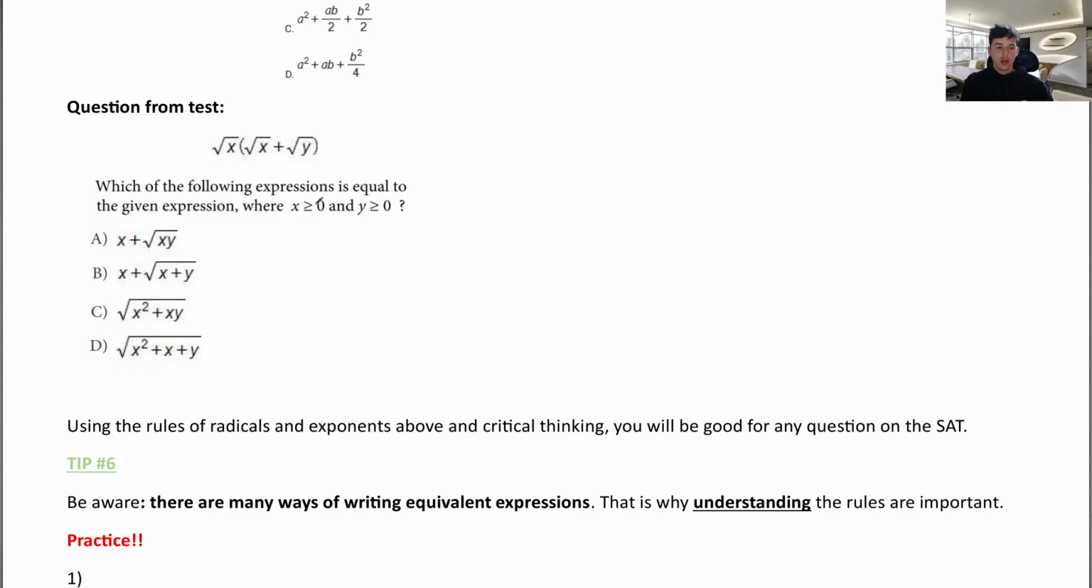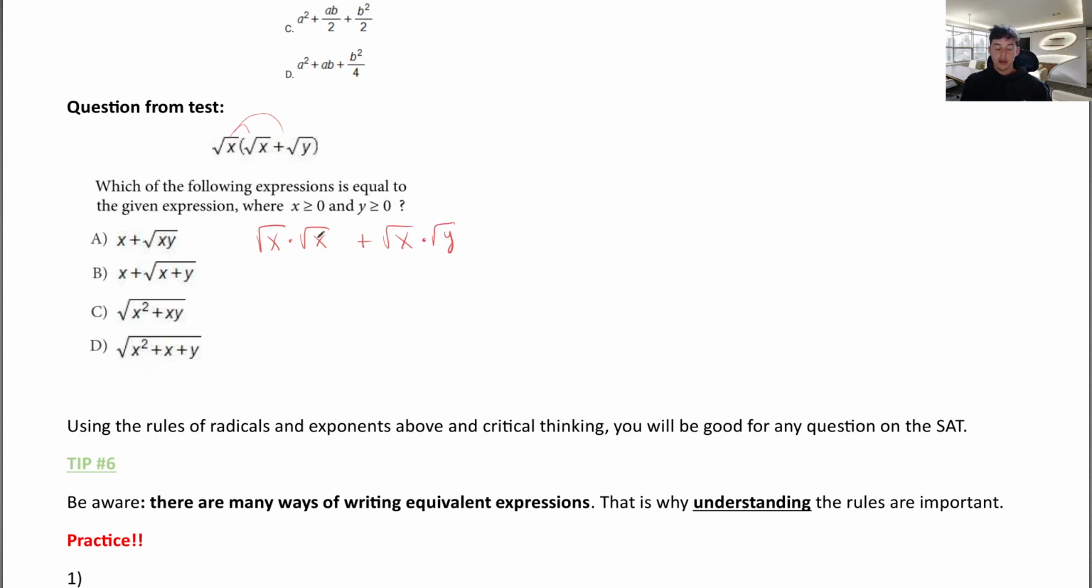Going into the first question here then, which of the following expressions is equal to the given expression where x is greater than or equal to 0 and y is greater than or equal to 0? So in here we have square root of x times the square root of x plus the square root of y. So what do we got to do here? Distribute. Simple as that. So this would be equal to the square root of x times the square root of x, plus the square root of x times the square root of y.